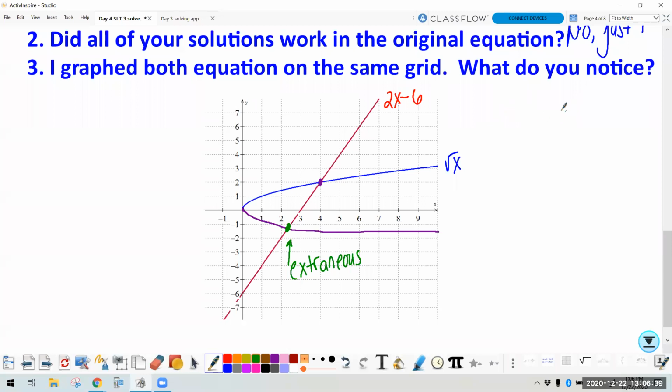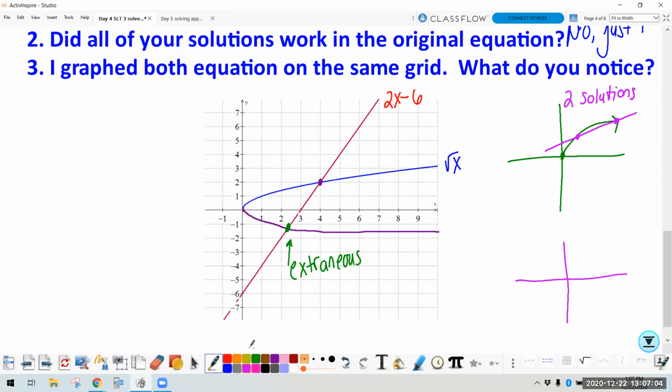The other types of situations that can happen, let's say we have this radical here, that square root, I can have a line that intersects it twice. This type of setup, when you have a square root equaling a line, would have 2 solutions. It's also possible, depending on the 2 equations that are set equal, to have no solutions.